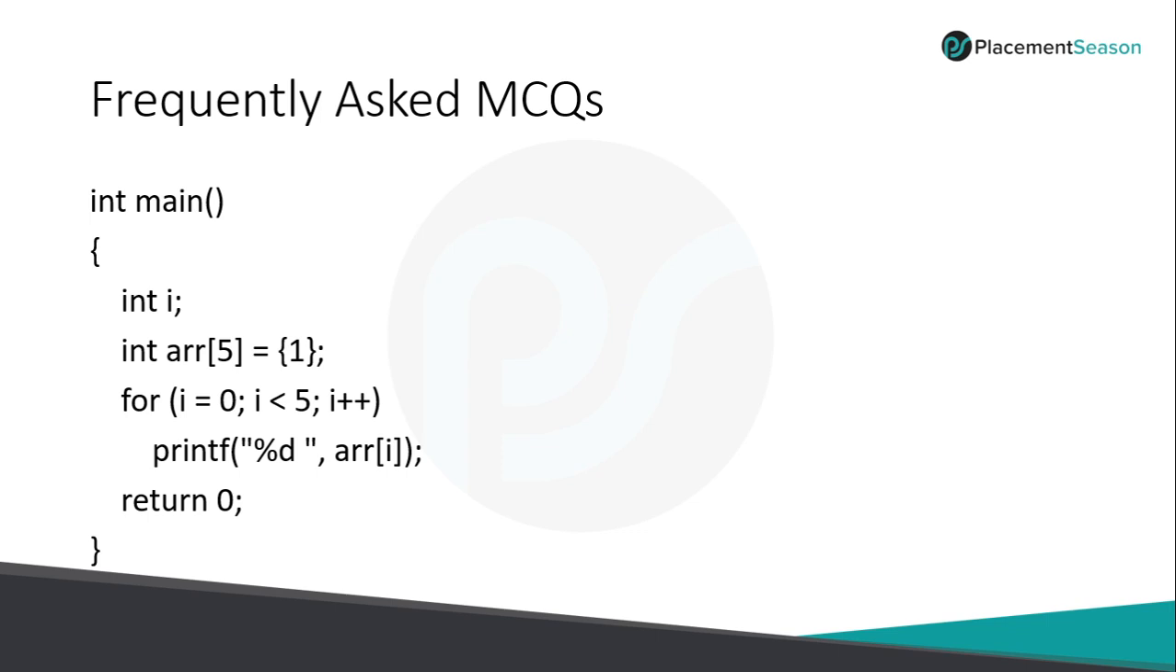So next, one more tricky question. What will be the output for this question? It's a simple array declaration of size 5, and I am printing the array elements from 0 to 5. That is, I am printing 5 elements.